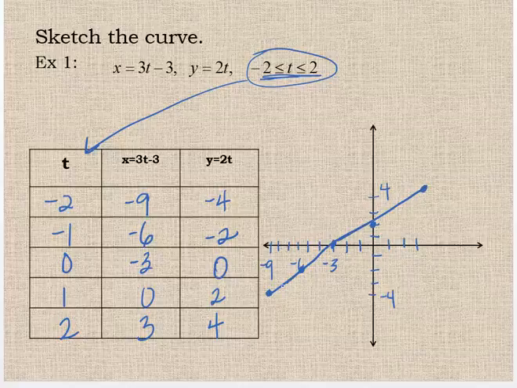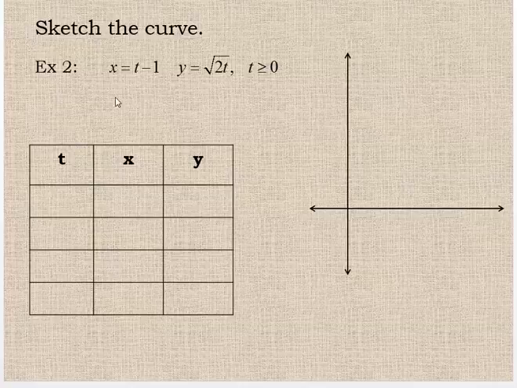The only big thing we do different when we graph parametrics is put these little arrows on it, because it's showing movement. It's moving from -2 to +2 in this direction. So we've graphed our first parametric curve. Let's try another one.